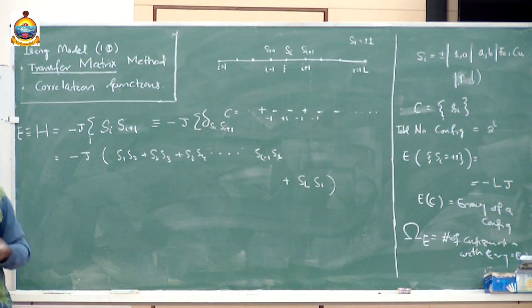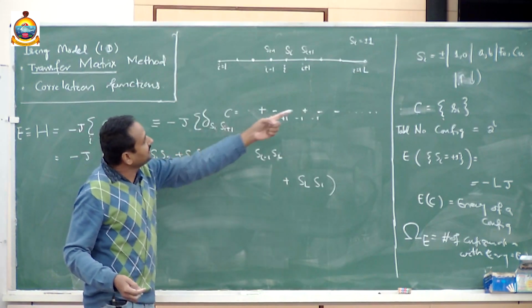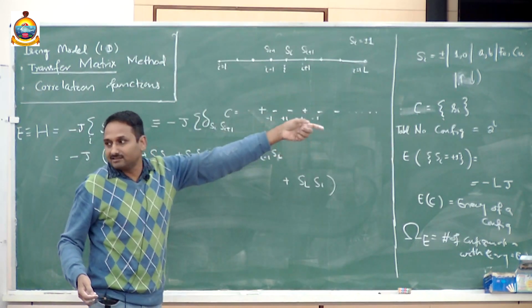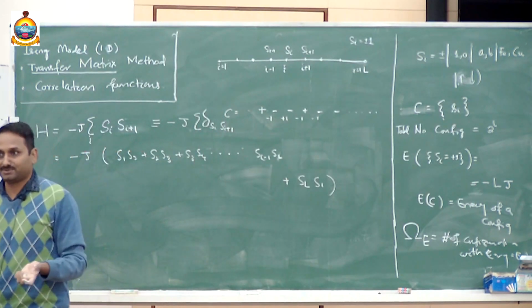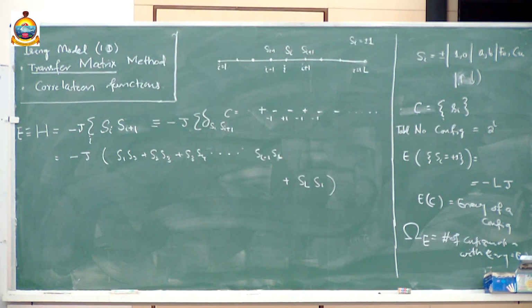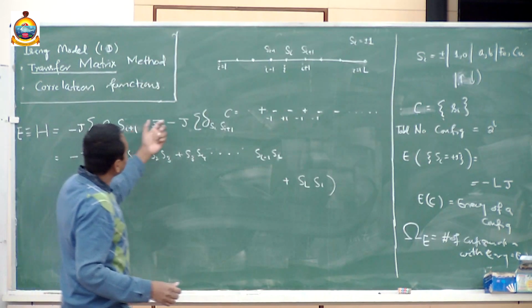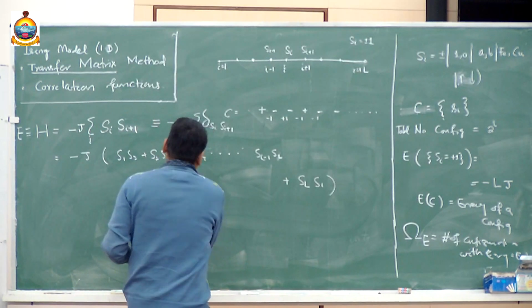So in this description, S_i can be 1, 0, A, B, iron, copper, or whatever you want to write. It's the same Hamiltonian and the same description. It's just a shift of energy, which doesn't matter. We'll follow this notation, but it can be written in other notations also.